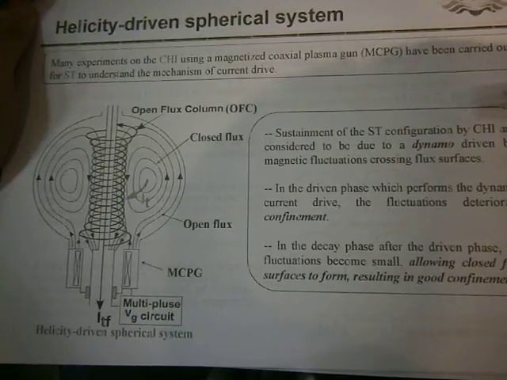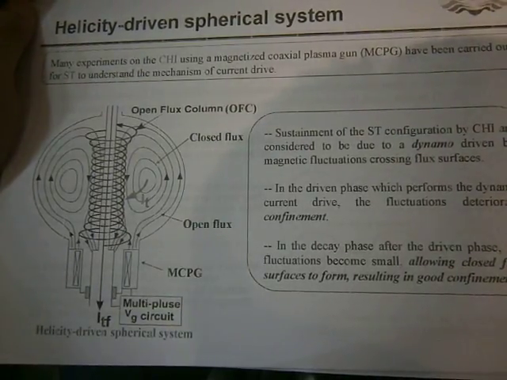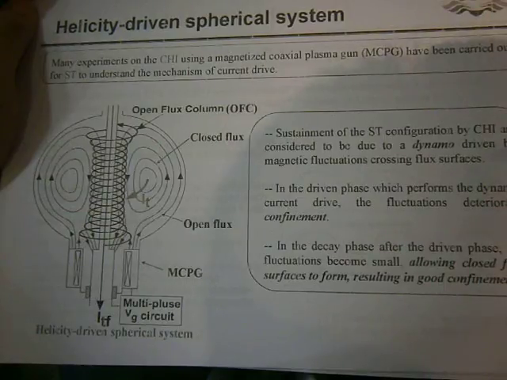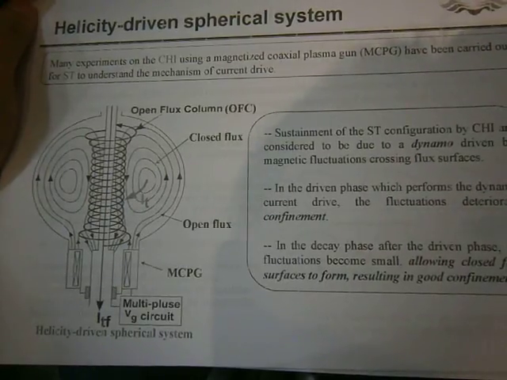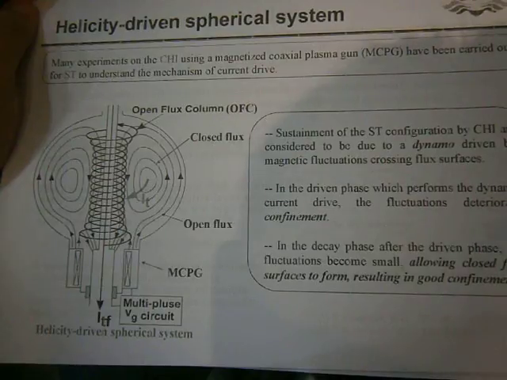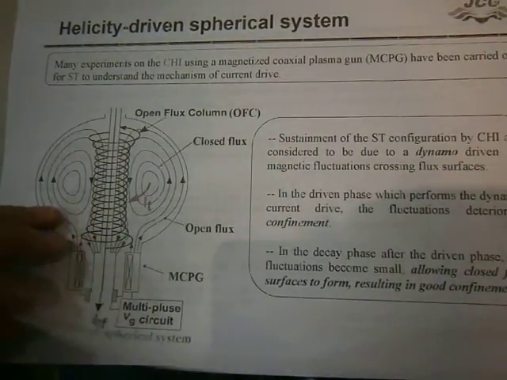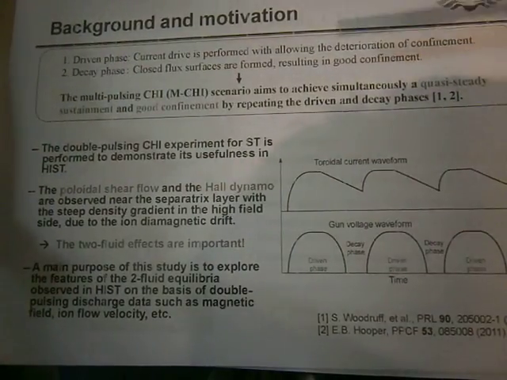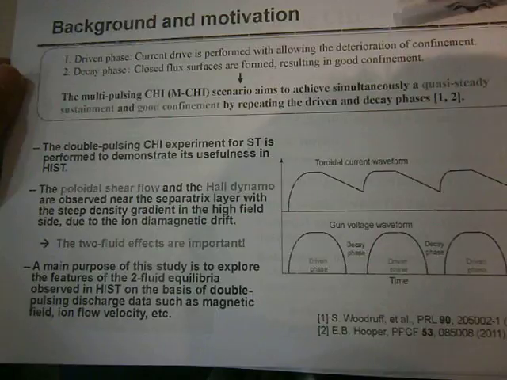the ST configuration. The ACH is considered due to magnetic fluctuation crossing the flux surface in the driven phase, which performs the driven current through fluctuation. In the decay phase after the driven phase, the fluctuation becomes small, allowing current to cross the flux surface. Background motivation on the driven phase, connection and delivering the performance, with regard to the current delivery.